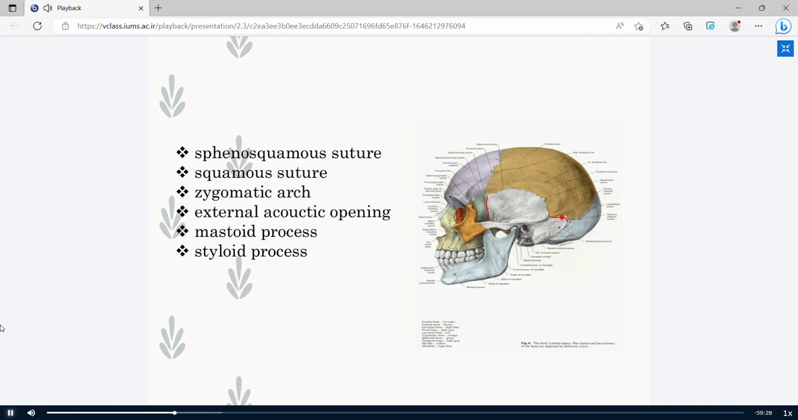Mastoido-occipital. Sorry. Mastoido-parietal suture. Yes, parietomastoid suture is right. And please tell me the name of this suture. Occipito-mastoid suture or mastoido-occipital suture.